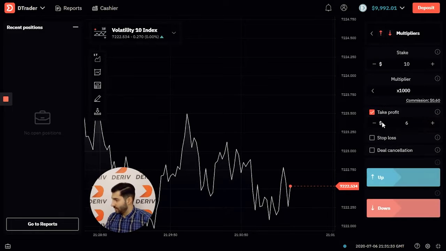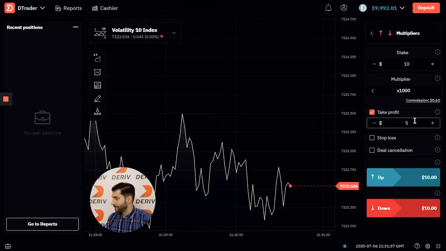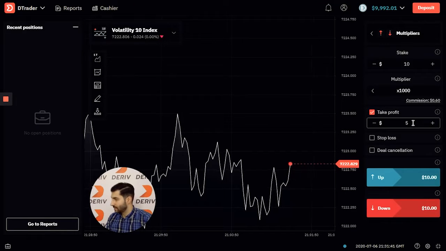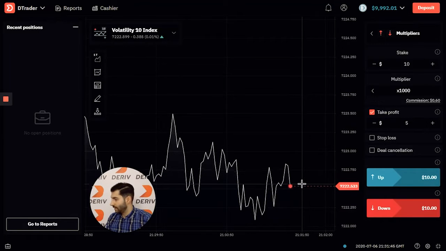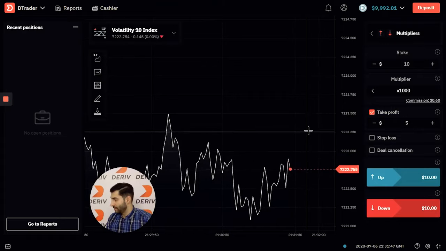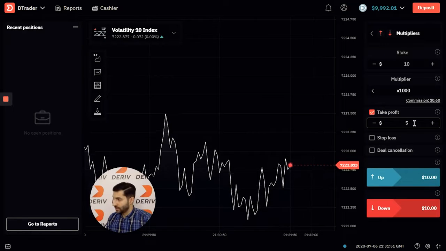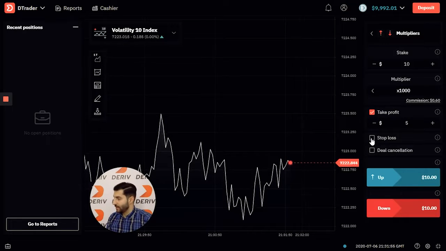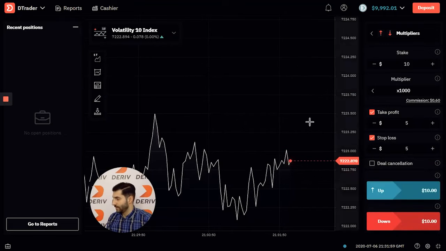Over here, as you can see, once again, I can adjust the amount on the side with the plus and minus buttons. So take profit basically is me telling the system that if the market moves in my favor, and once my profit hits $5, the contract will automatically close and I will receive those $5 without any manual intervention. The option below here, stop loss, is basically the exact inverse of take profit.